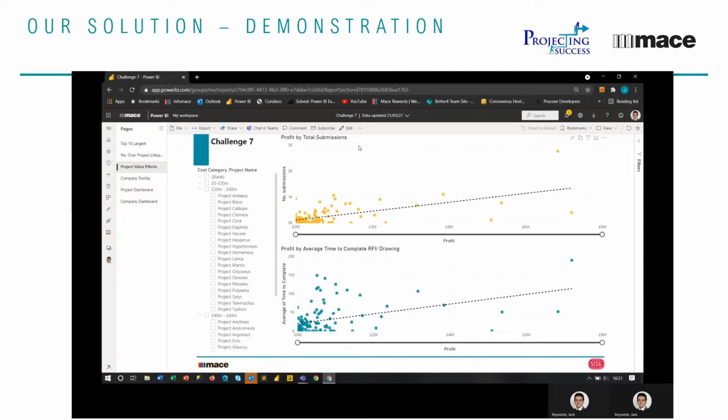And lastly, we have the profit by total submissions. So the higher value, the higher profit projects obviously have more RFIs and drawings submitted. And again, for higher budget projects, they also have more. They also spend more time to complete their RFIs and drawings, and you can see which ones are outliers by seeing which ones lie really high above the line.